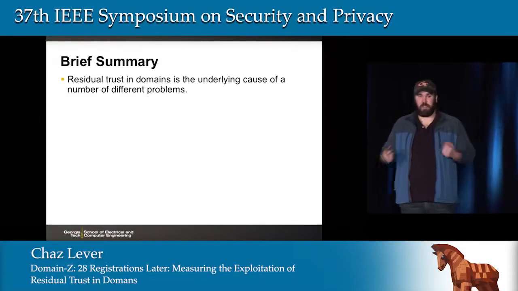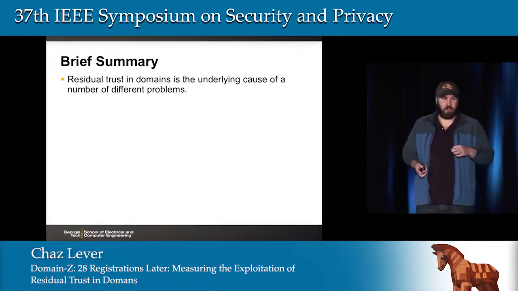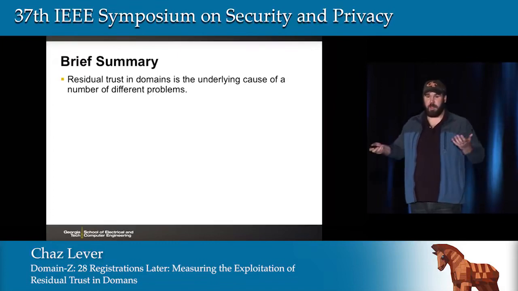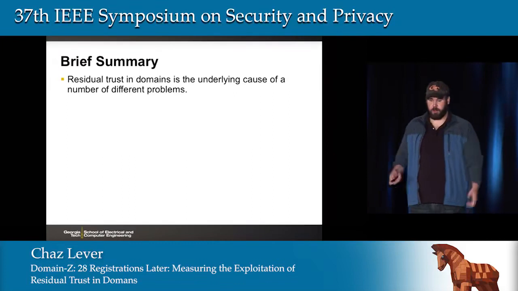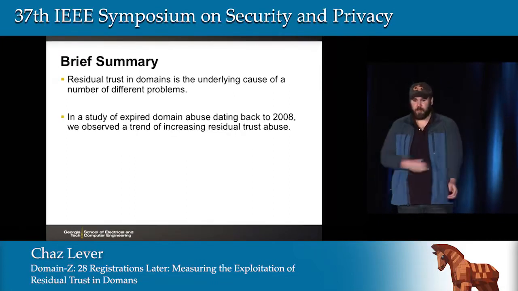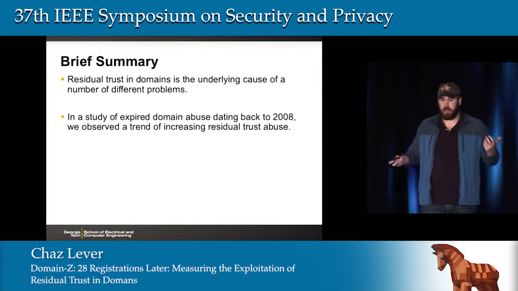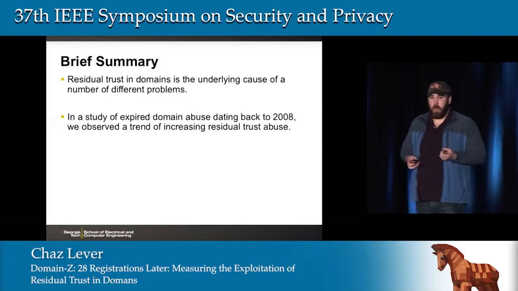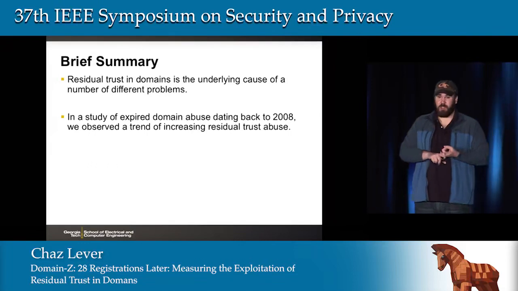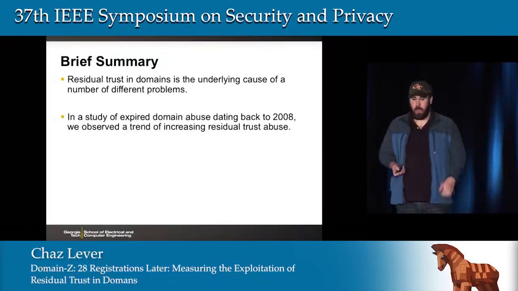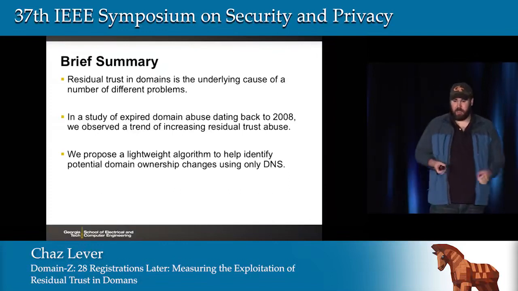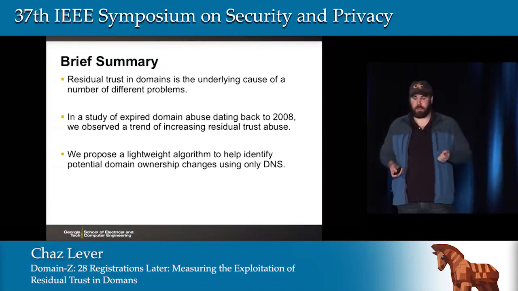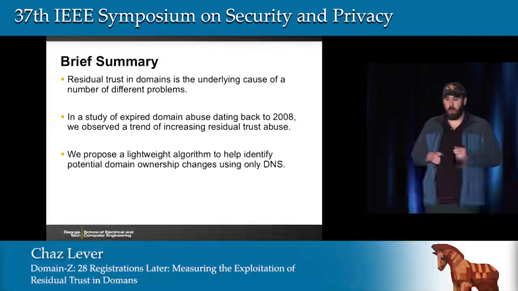First, we identified this idea of residual trust, and we saw that it causes a number of different problems that sometimes seem like they might be caused by different things, but the underlying cause was residual trust. Next, we looked at a long-term study of expired domain abuse dating back to 2008, and we observed not only that this residual trust abuse does actually occur, but that it seems to be on the rise. And then last, we proposed a lightweight algorithm to help us identify these potential ownership changes using only DNS.